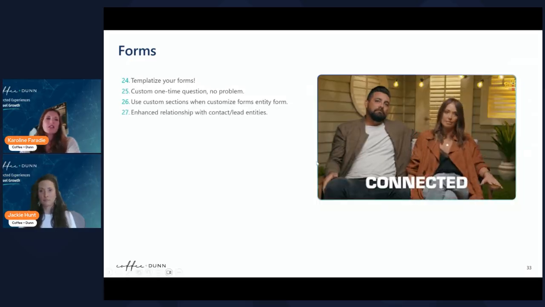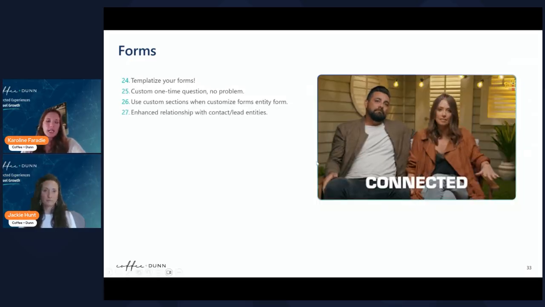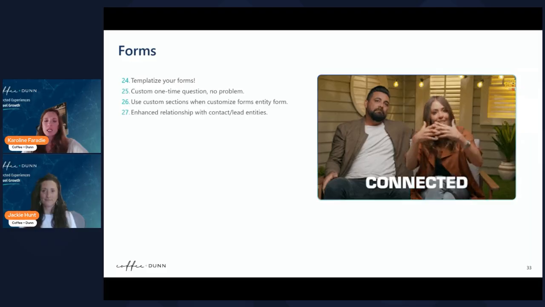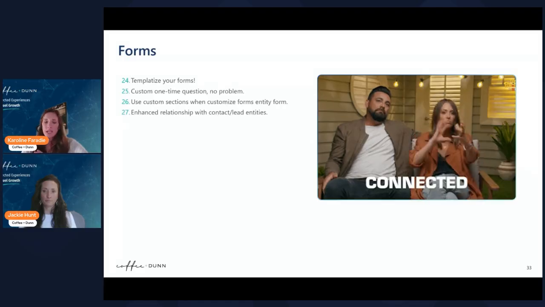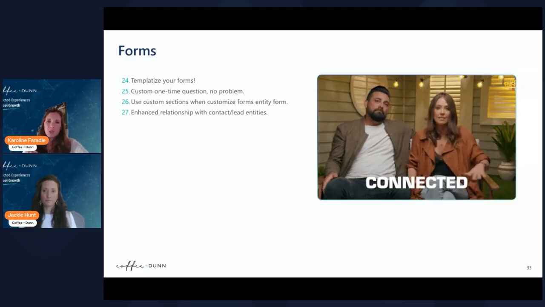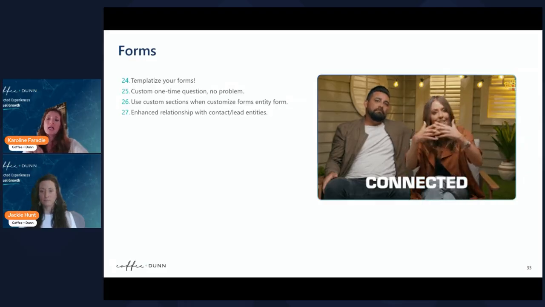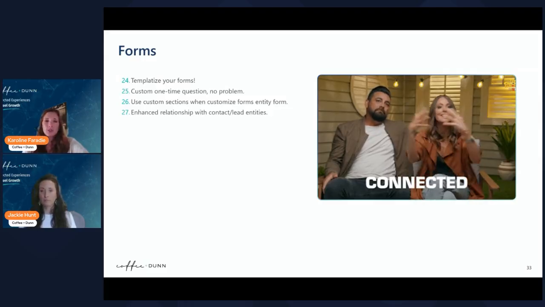And 27, enhance relationship with contact lead entities. So whenever a form submission comes in, if you are creating a contact or a contact and lead, it is going to show you that relationship within the form submission table. That has not always been the case. It used to only show you the specific GUID. So if you wanted to traverse from the form submission record in Customer Insights Journeys to the connected lead that created it or the connected contact, it was quite cumbersome to do that.